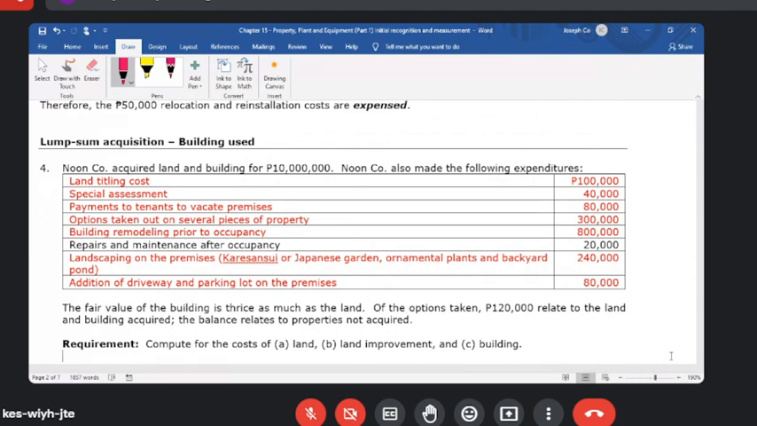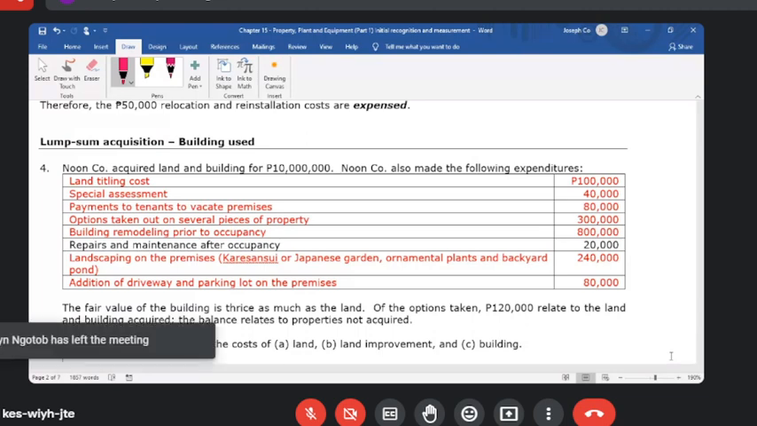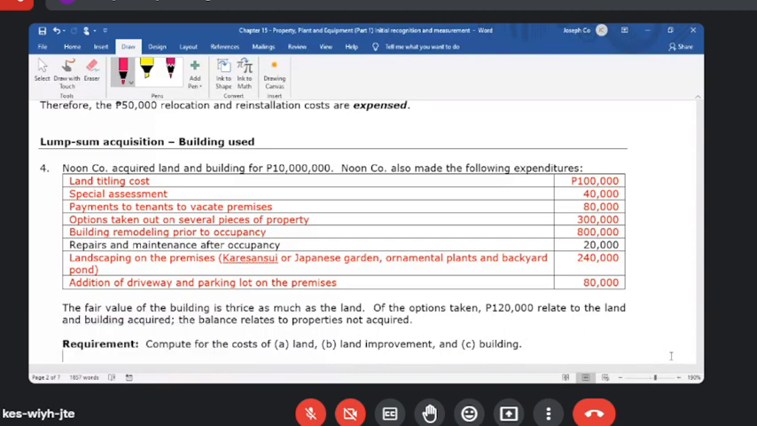Land titling cost 100,000, special assessment 40,000, payment to tenants to vacate the premises 80,000, and then option taken out on several pieces of property 300,000, building remodeling prior to occupancy 800,000, repairs and maintenance after occupancy 20,000, landscaping on the premises, where Japanese garden, ornamental plant, and backyard pond 240, and then meron tayong addition of driveway and parking lot of 80.